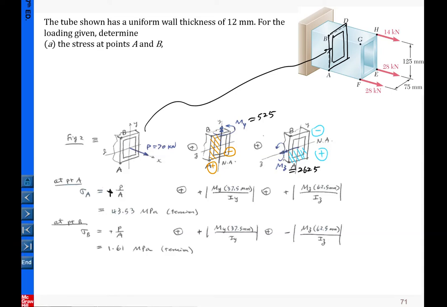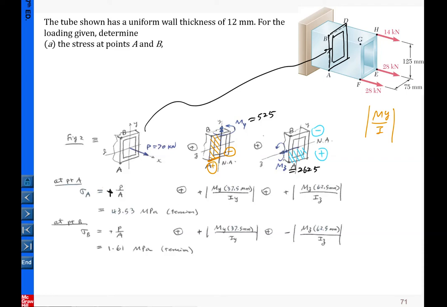And now we determine the magnitude. So at point A, again, in our formula, the template is MY over I. In terms of magnitude, M is the bending moment, so we simply take it into this template. M for this subcase is MY. Y is the distance between the neutral axis and where we're interested. Between point A and the Y axis, that is basically half of this dimension, 37.5 millimeters. So that is the distance from here to here.